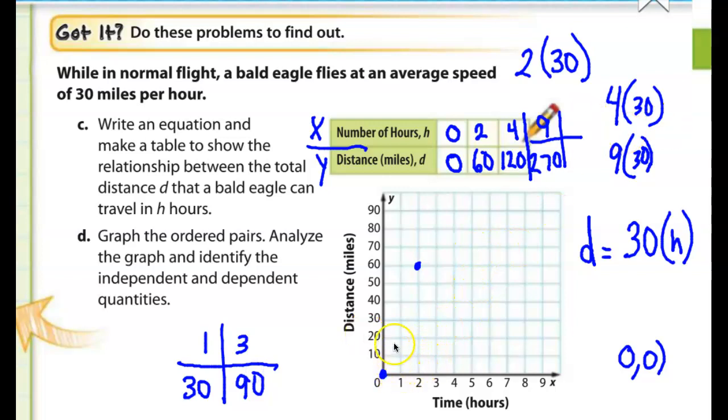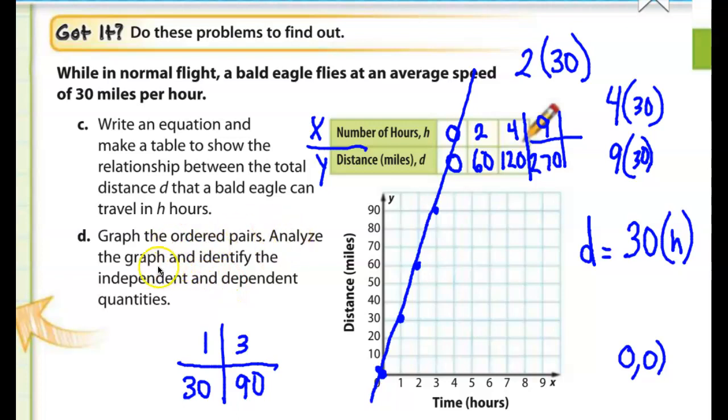So 1 hour is going to be 30. So I go to 1, I go up to 30. And then 3 hours is going to be 90. And so if I connect these dots, I can see the linear relationship, and it goes through the origin. And if we've noticed that anytime multiplication is involved, it's always going through the origin of 0, 0. That's important for us to remember as we're doing our next lesson later this week.